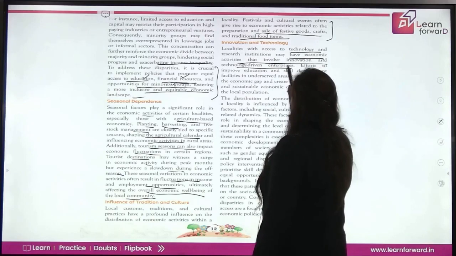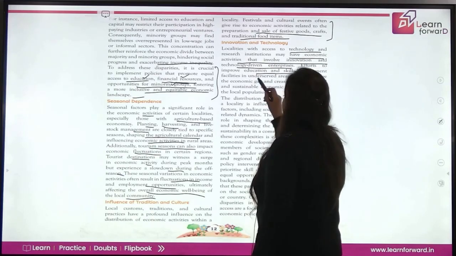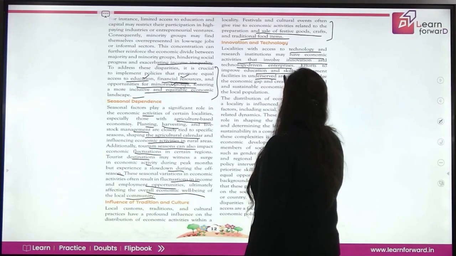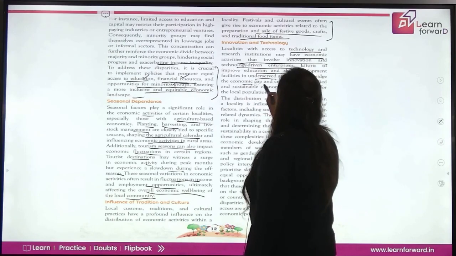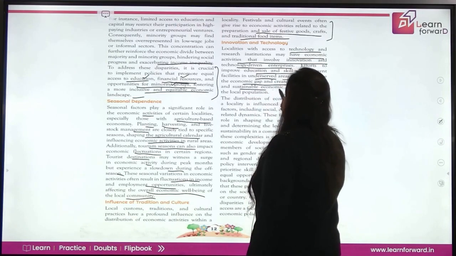Now, efforts to improve education and skill development facilities in underserved areas help bridge the economic gap and create more diversified and sustainable economic opportunities for the local population.